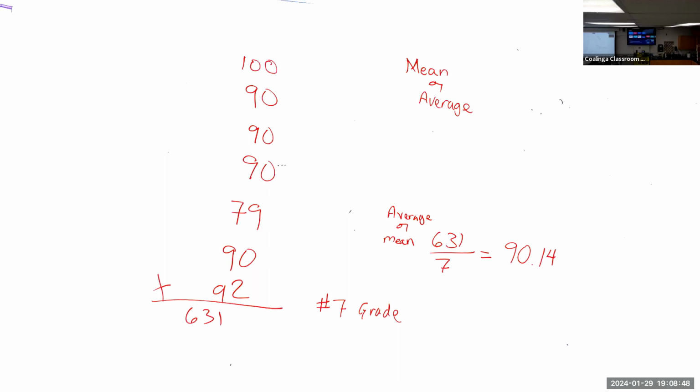For my median, the median is the one that is seen most frequently. So in this case, we have 91, 90, 90, 90, 90. So we see 90 four times, or we see 100 only once, 79 only once, and 92 only once. So in this case, my median is just going to be the one that I see most.